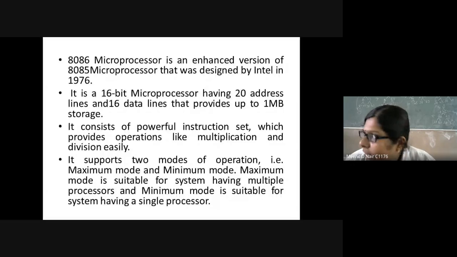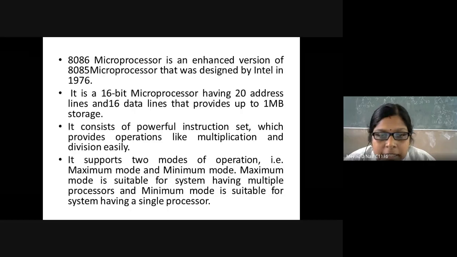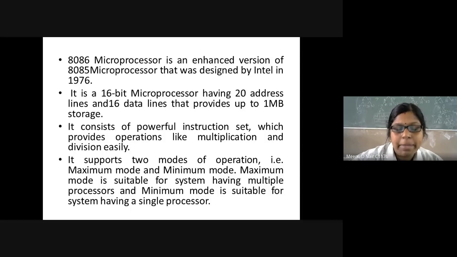So we have seen some main features of the 8086 microprocessor. The main thing is it is a 16-bit microprocessor. Compared to the 8085, it is 16-bit and you have 20 address lines and 16 data lines. Its memory is about 1 MB storage. Then it has a powerful instruction set. The instruction set as well as the addressing mode, that is the main topic we are going to discuss today.